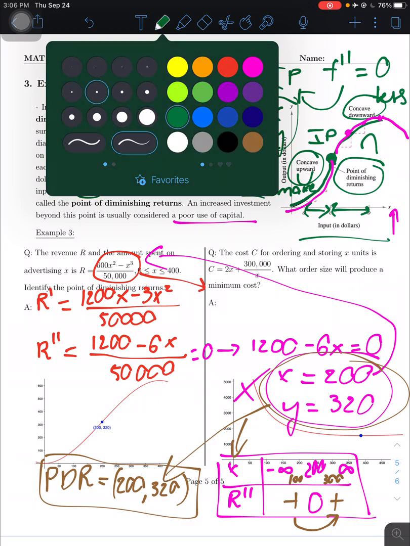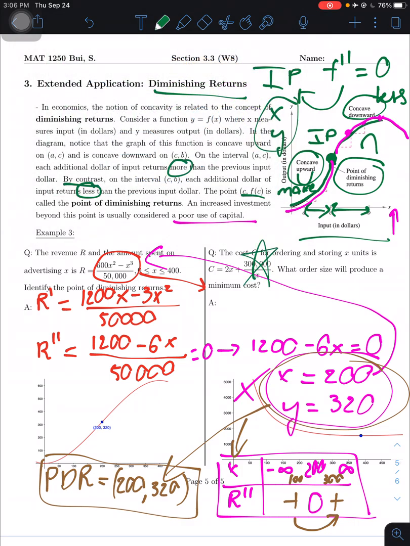Okay, for your part, you have to do this problem. And again, if you have any questions or anything, let me know.